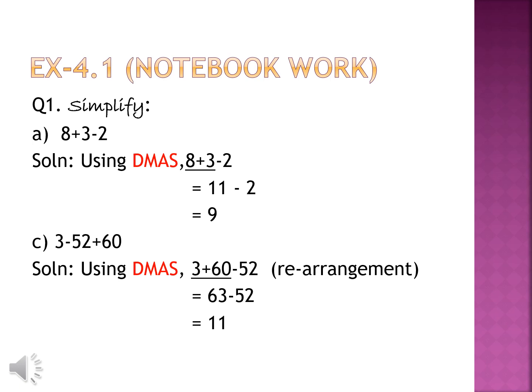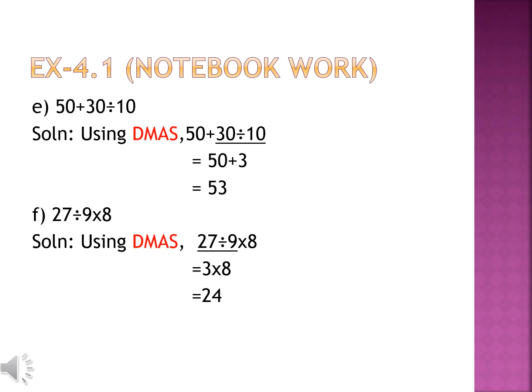So rearrangement is done, and now following the DMAS rule, addition first of all. So 3 plus 60, I have underlined 3 plus 60, that is 63 minus 52, and the last step is easy. We have 63 minus 52 and the answer is 11. So be careful at the first step and then you can solve all the steps easily.